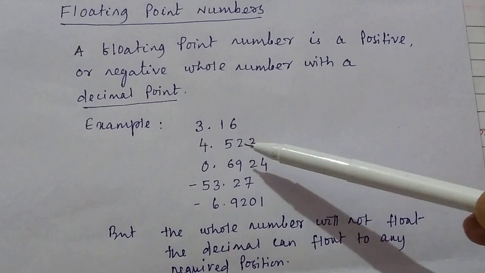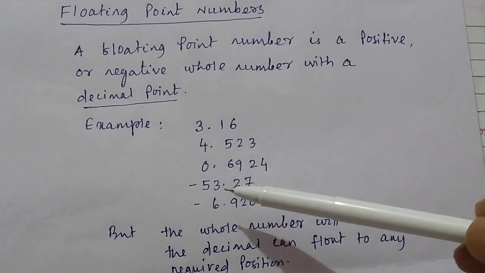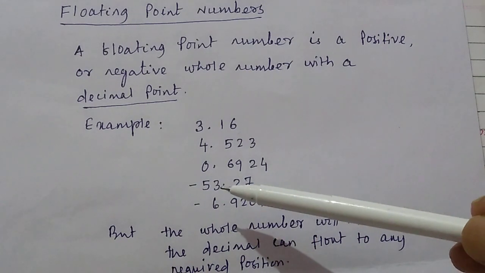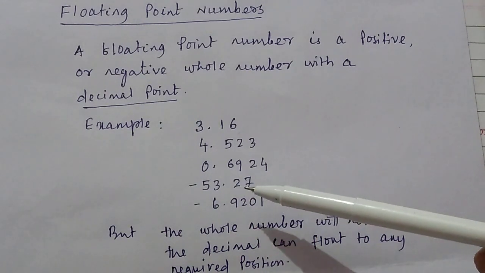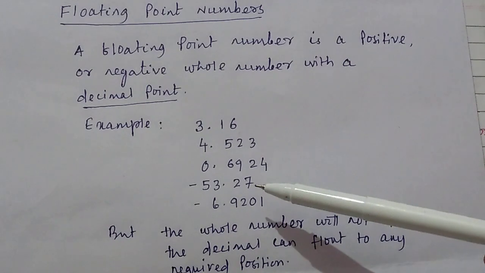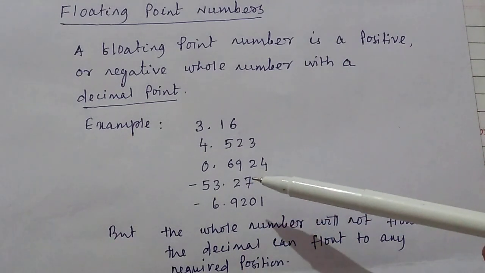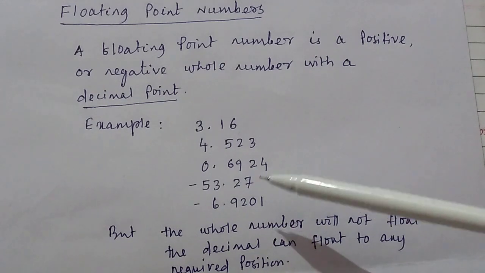0.6924. Here you have 4 decimal points. Minus 53.27. Here you have a negative whole number with decimal points 27, that is 2 decimal points. So these decimal point numbers are called floating point numbers.